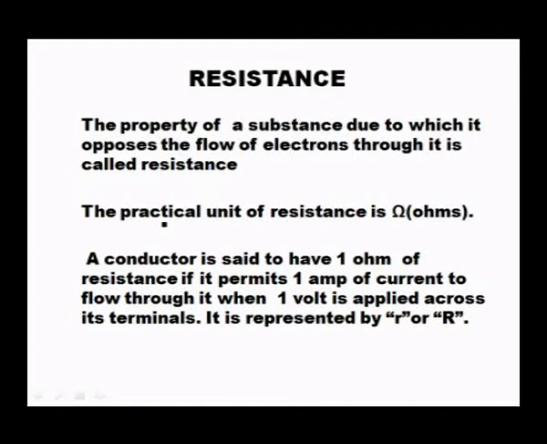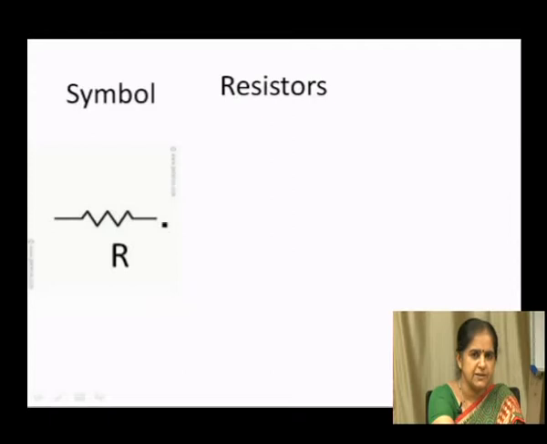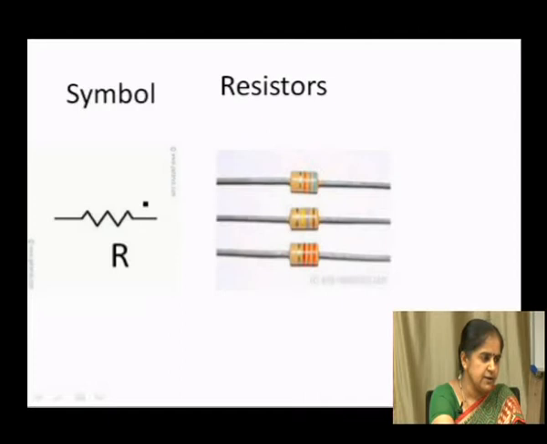These are the different types of resistors which are used in practical circuits. This picture shows various types of resistors. And the symbol of resistor, how to represent the resistor in a circuit? The resistance has been represented by the symbol shown in the circuit. This is the symbol of the resistance, and this picture shows the practical resistors. Just have a look at this picture.